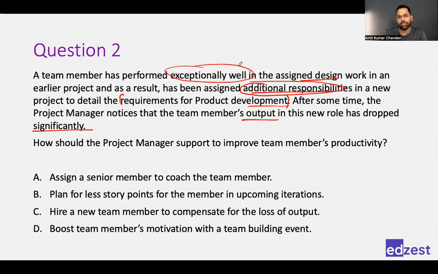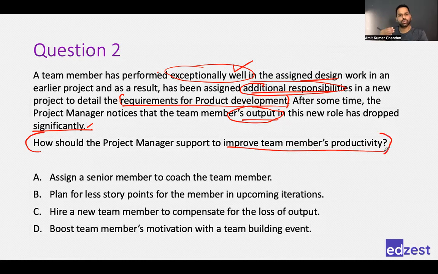Okay, what has happened? There was a team member who was performing exceptionally well. Right? Now they have been given additional responsibilities, but their output has dropped significantly. So how should the project manager support to improve the team member's productivity? Right? It is very important that we understand the question well.